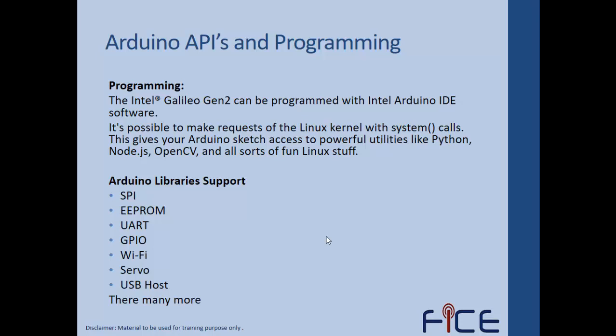Now the Arduino library support for the Intel Galileo Gen 2 board. Different hardware requires different drivers, and for accessing that hardware we have the libraries. So we have SPI for SPI communication, EEPROM, UART for UART, then GPIO, Wi-Fi, Servo, USB, and there are many more libraries.